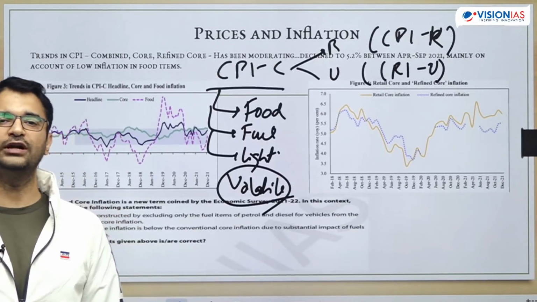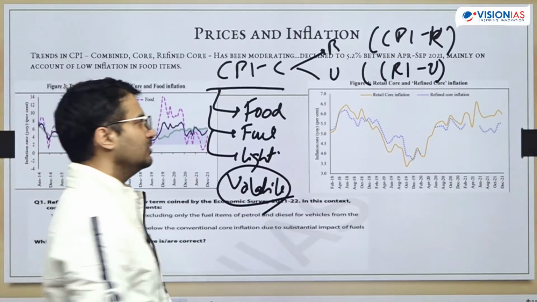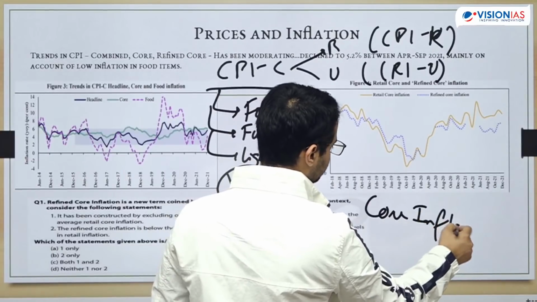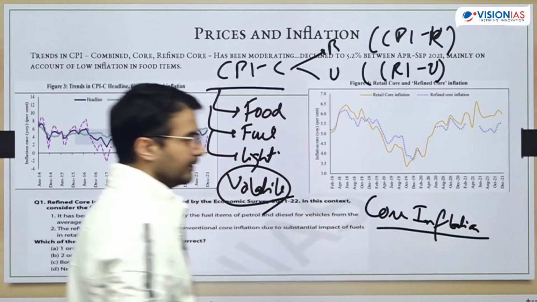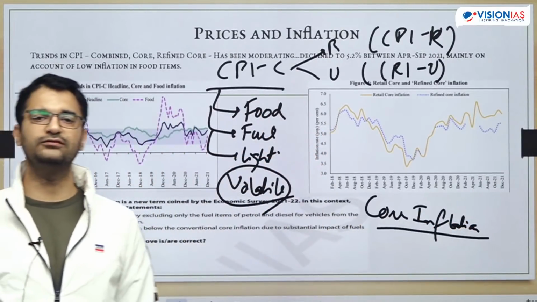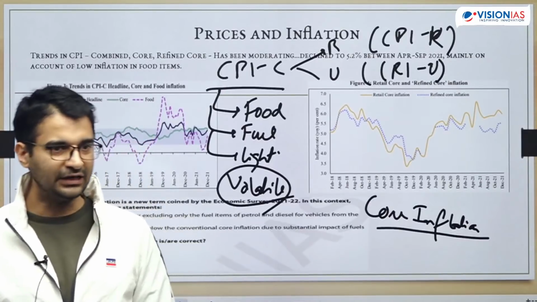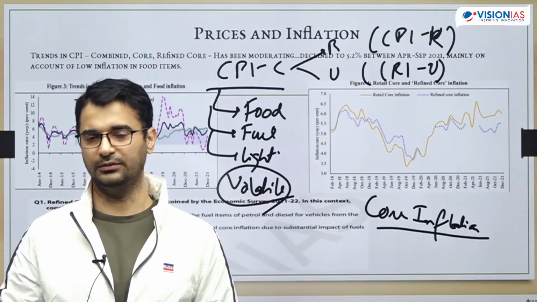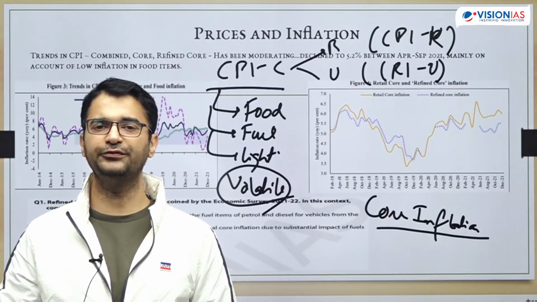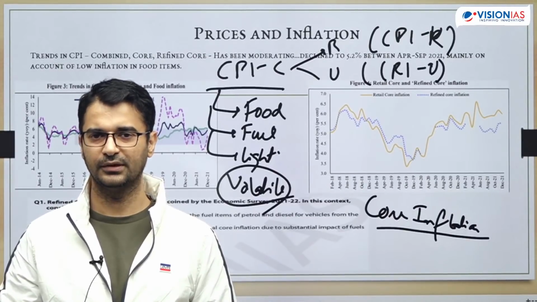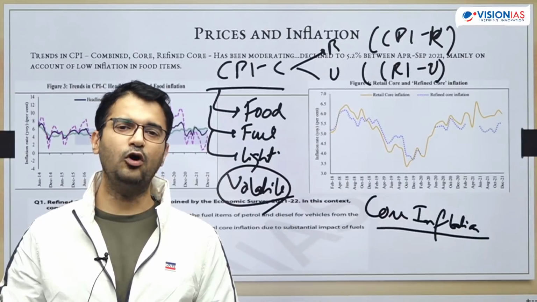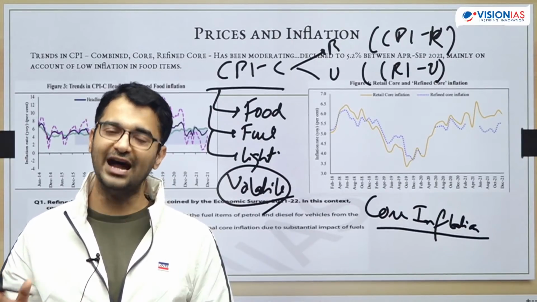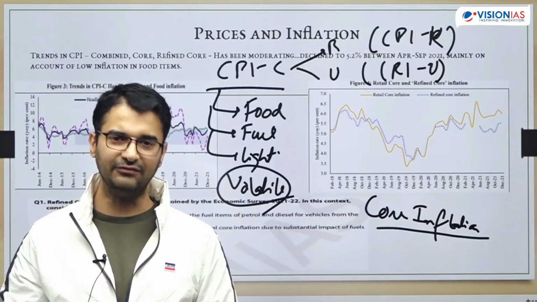We remove the volatile components to arrive at something called core inflation. Core inflation क्या होती है? You remove the volatile components of CPI. Now there is a definition of core which is non-food, non-fuel. Non-food, non-fuel inflation is core inflation. We take up all the other baskets and see what has been the change in price in that particular basket. That is our core inflation.